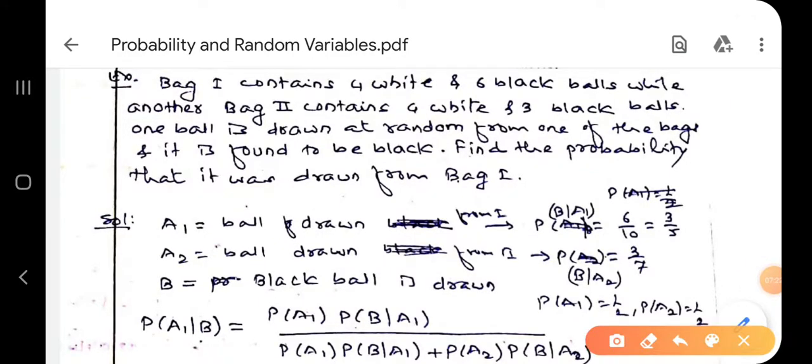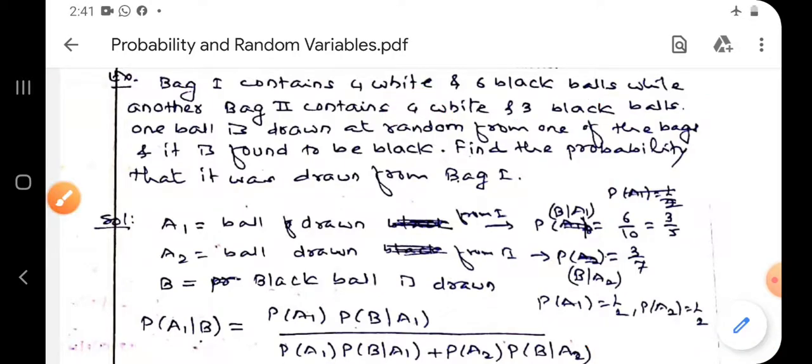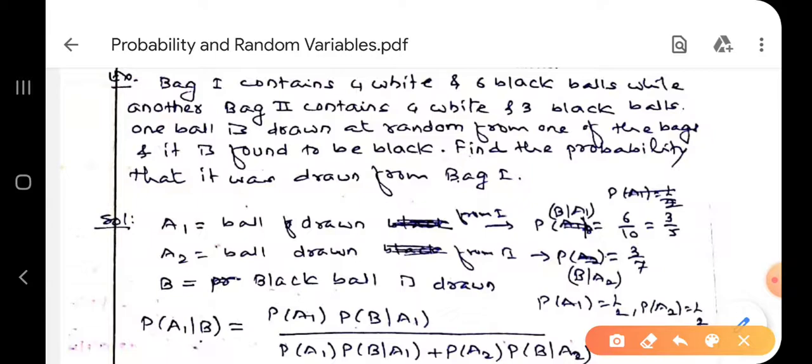Example is there. Bag first contains, see there are two bags now. A bag first contains 4 white and 6 black balls, while another bag second contains 4 white and 3 black balls. Correct? One ball is drawn at random from one of the bags.